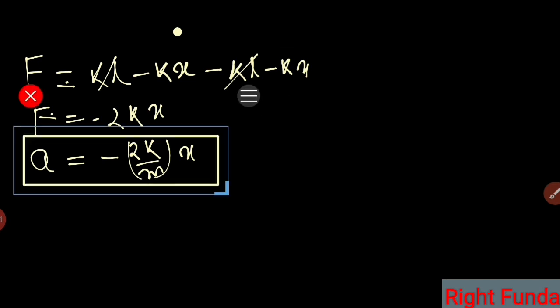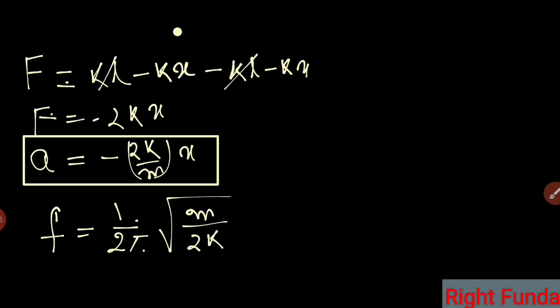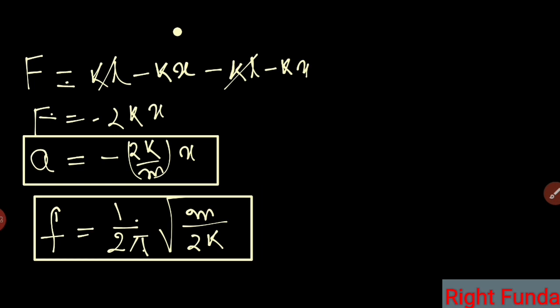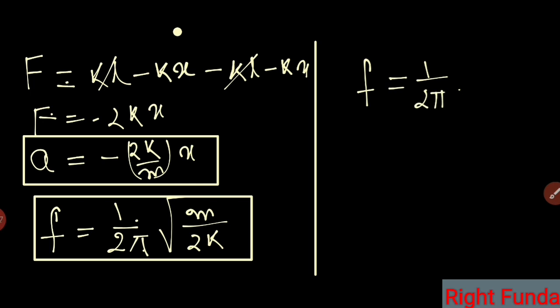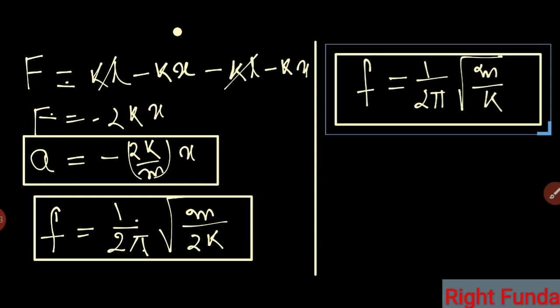So now the frequency of oscillation will be equal to 1 by 2 pi under root of m by 2k. This is when identical charge is given to both the spheres and they oscillate. But before, when the charges were not given, the frequency of oscillation is f equal to 1 by 2 pi under root of m by k. This is the frequency of oscillation when charges were not given, only two bodies connected by a spring.